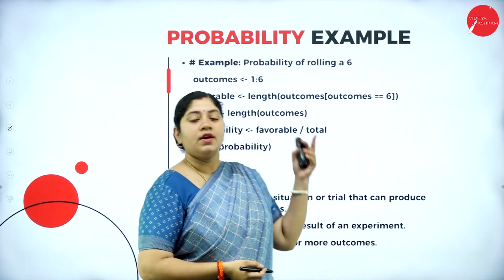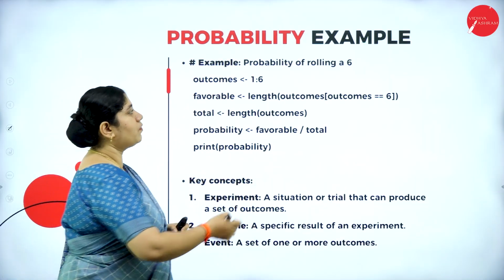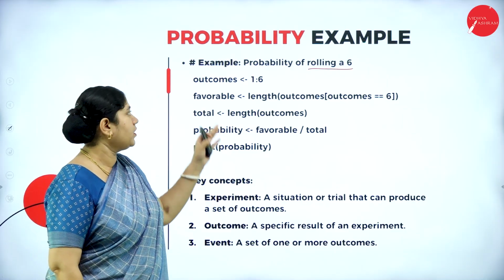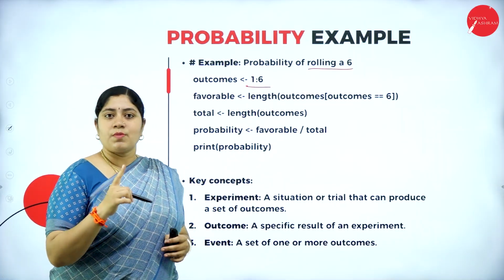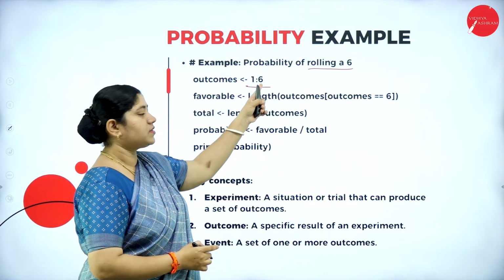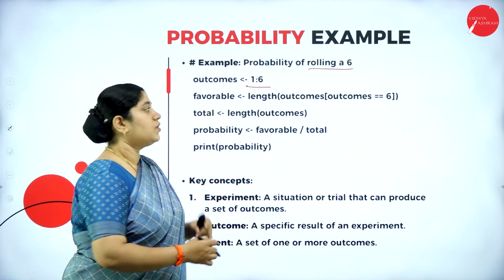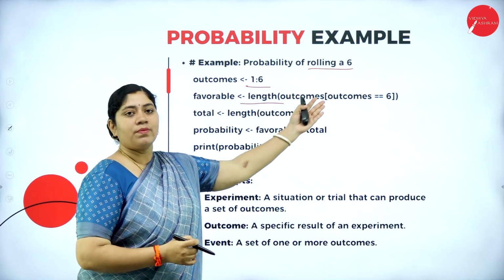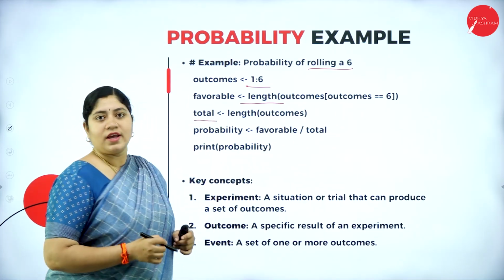Now let's see a programming example for this probability. We have considered the probability of rolling a 6. So now how can we write it in R? We have defined the outcomes, that is 1:6. So the probability of getting 6 is 1, correct? And the total number of outcomes is 6, right? That's why we have considered 1:6, followed by favorable. This favorable has been assigned the length of outcomes, which is equal to 6. Then I have the total outcomes.